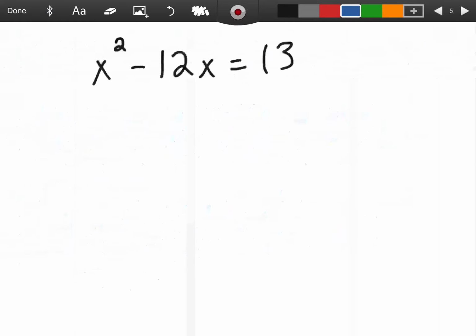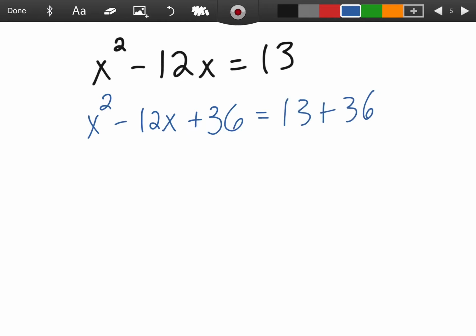So let's take a look at a couple of examples. Here I have x squared minus 12x equals 13. So I'm going to take negative 12, divide it by 2 gives me negative 6. I'll square it and get 36, and I'll add that to both sides. So x squared minus 12x plus 36. Obviously, whatever you add to the left side, you must add to the right side. So 13 plus 36. Now I can just take this left side and write it as x, then I'll take my b value divided by 2. Negative 12 divided by 2 is negative 6. So x minus 6 squared has to be equal to 49.